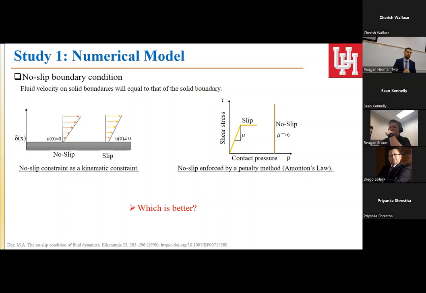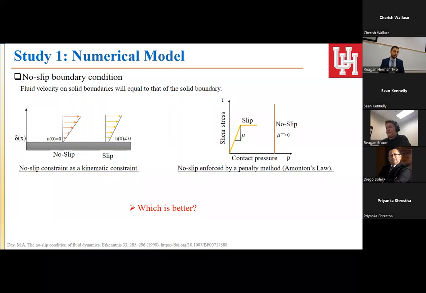There are two ways the no-slip condition is typically implemented. Either as a kinematic constraint, which you see a lot in the finite volume method, or it is enforced by a penalty method, which means like friction. Which should we use? Which is better? Which gives better results? Which represents the natural world more realistically?